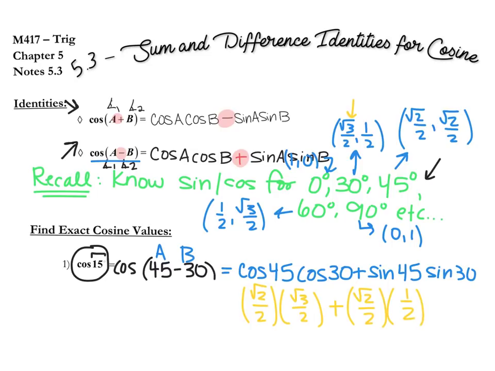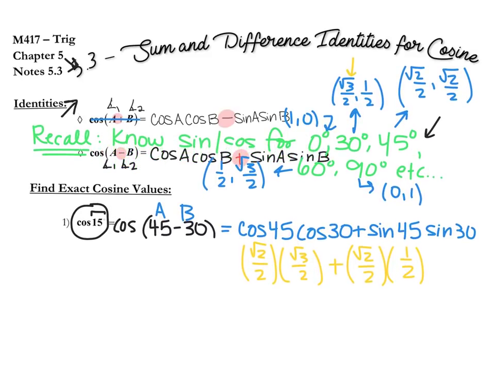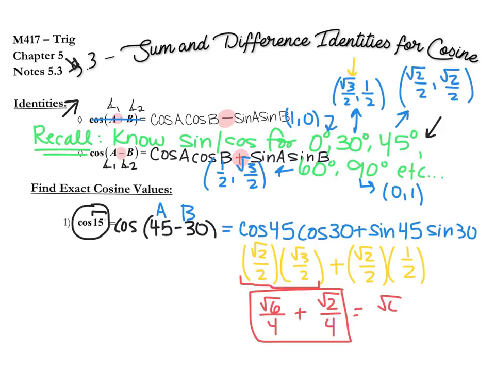Okay, cool. Now I'm just going to do some math. This is now just algebra. I'm going to multiply these together. So when I multiply my radicals, I have to multiply the insides. So root 6 over 4 plus root 2 over 4. I can actually just leave this. This is actually the answer, guys. I personally, if I can, I like to rewrite it as one fraction.